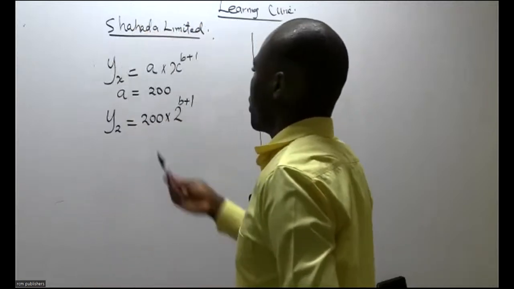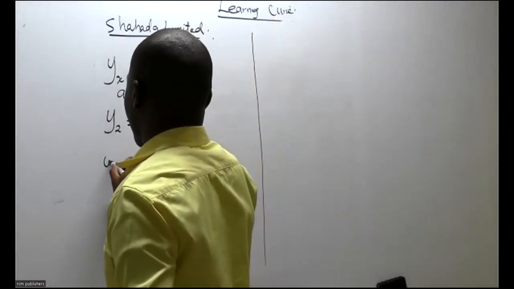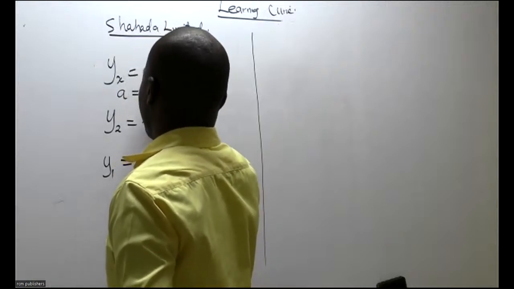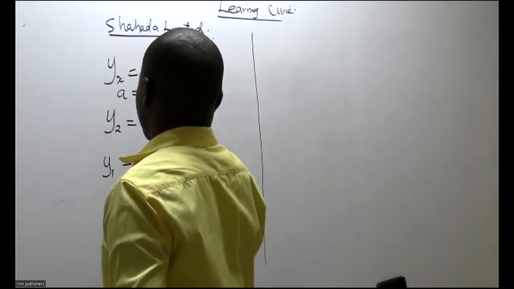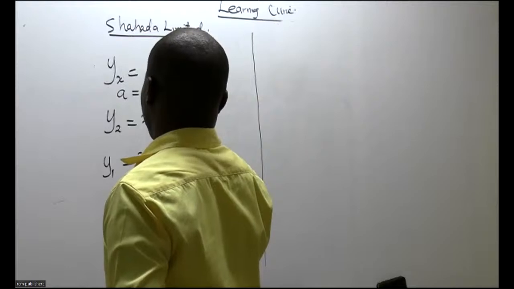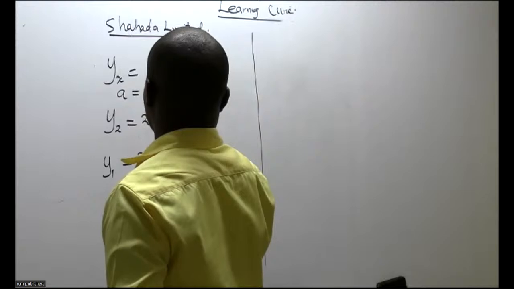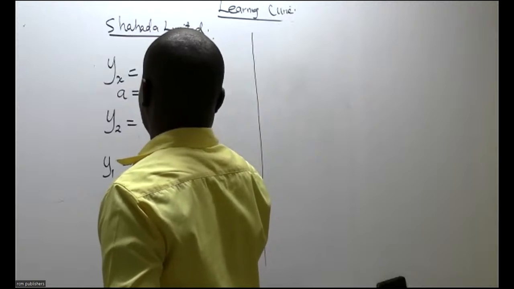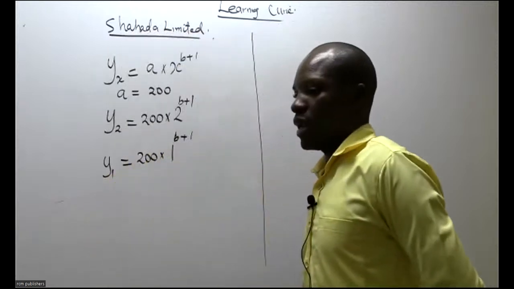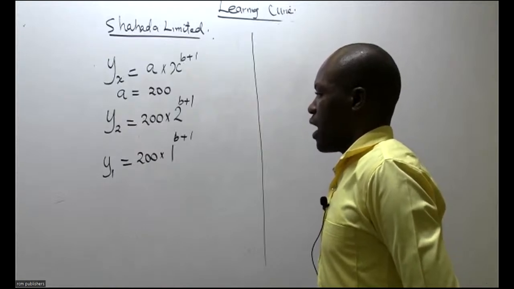So look at the function here. What is our Y? I want to ask you a simple question. Y, when our X is 1, is basically equivalent to A to produce the first unit, multiplied by 1, raised power B plus 1. So that is what we have.